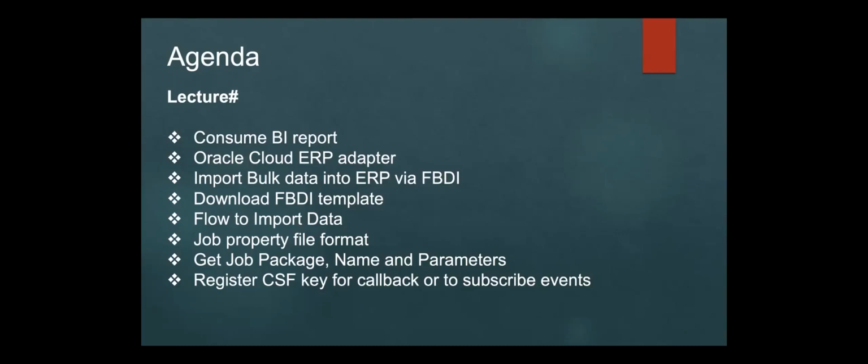We will also cover the complete flow to import data into the ERP via OIC using the FBDI approach. The job property file format: you need to create a job property file when you take this FBDI approach. How to get the job package name and parameters, and how to register the CSV key for callback or to subscribe to events. So this is the agenda of today's session.